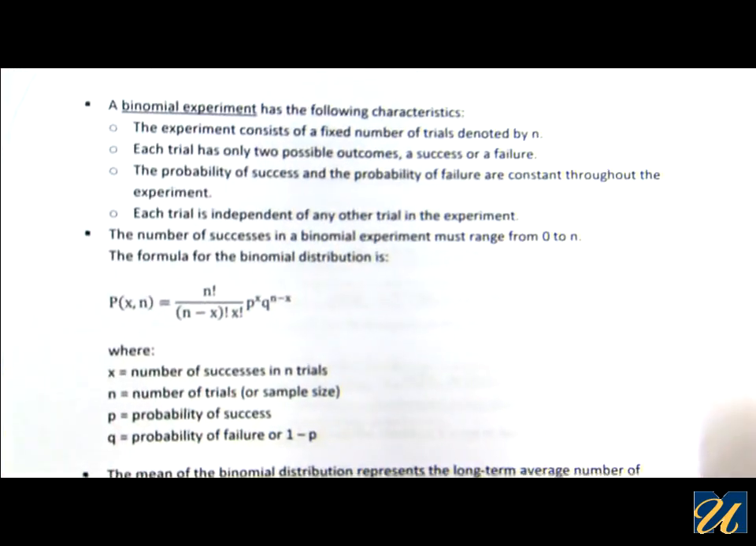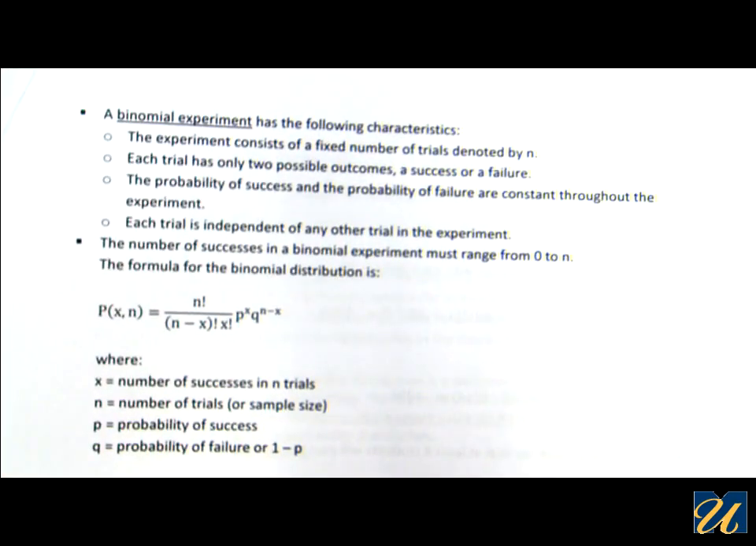Now, a binomial experiment has the following characteristics. The experiment consists of a fixed number of trials denoted by n. Each trial has only two possible outcomes, a success or a failure. The probability of success and the probability of failure are constant throughout the experiment, and each trial is independent of any other trials in the experiment. The number of successes in a binomial experiment must range from 0 to n.